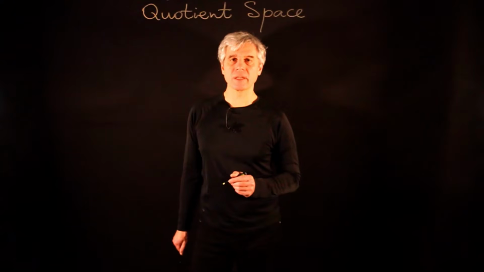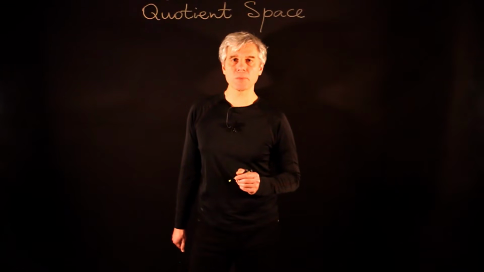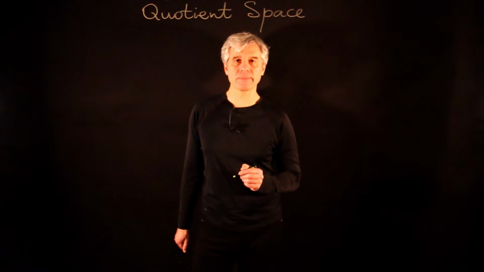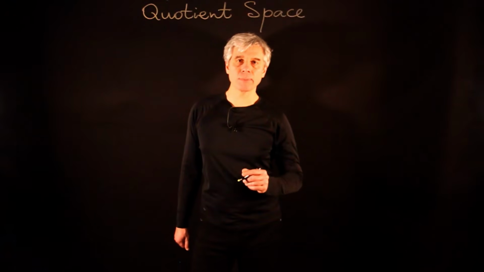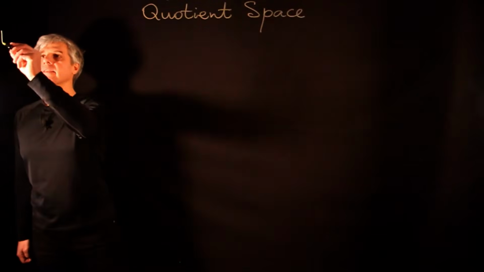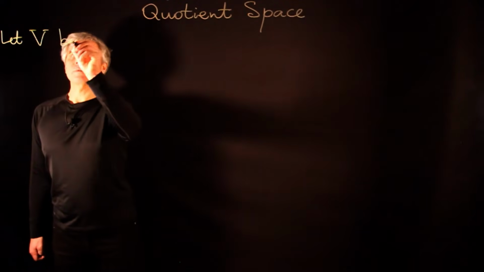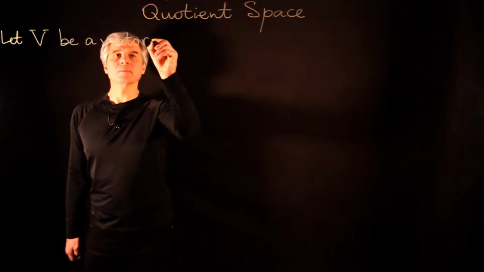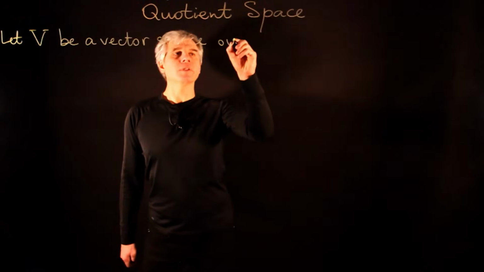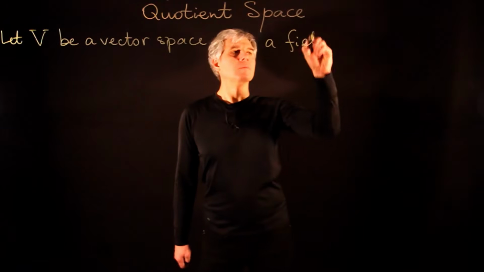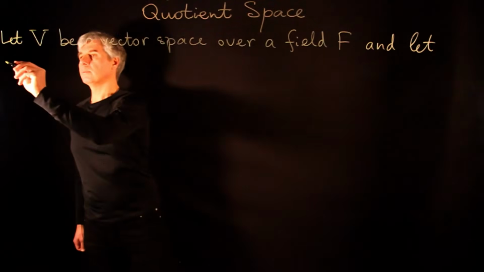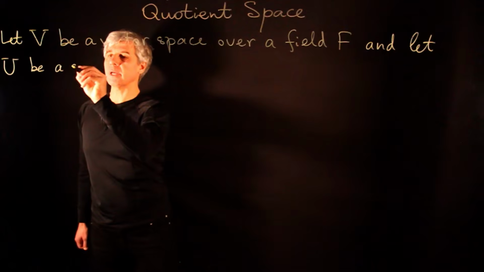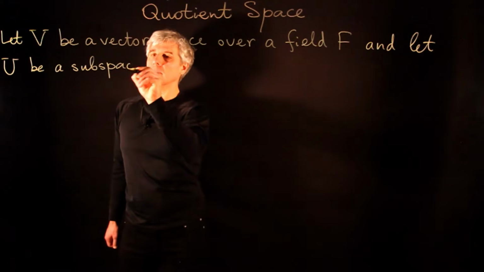Direct sum construction allows us to build bigger vector spaces from smaller ones. This is an analog of addition operation on the set of natural numbers. The quotient space construction, which we are going to discuss next, is an analog of subtraction in this context. Let V be a vector space over a field F, and let U be a subspace in V.